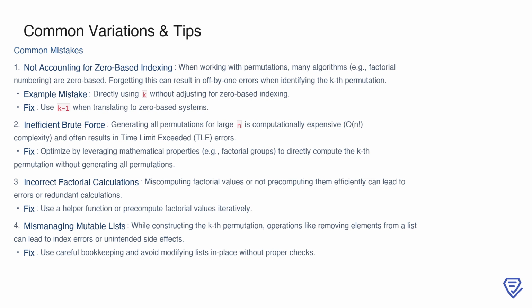Lastly, mismanaging mutable lists is another area where errors can creep in. Operations like removing elements while constructing the permutation can inadvertently cause index errors or other side effects. To avoid this, ensure that list modifications are performed carefully with proper bookkeeping in place.